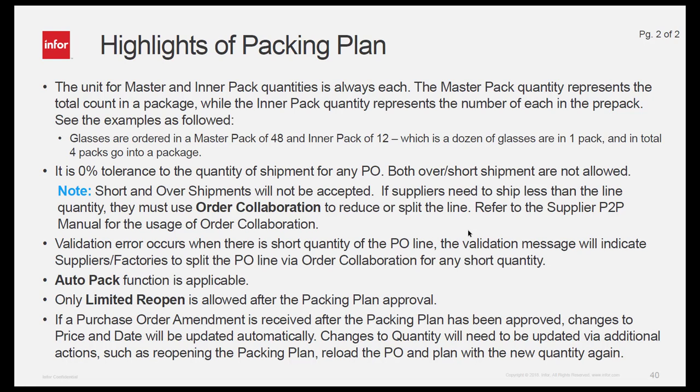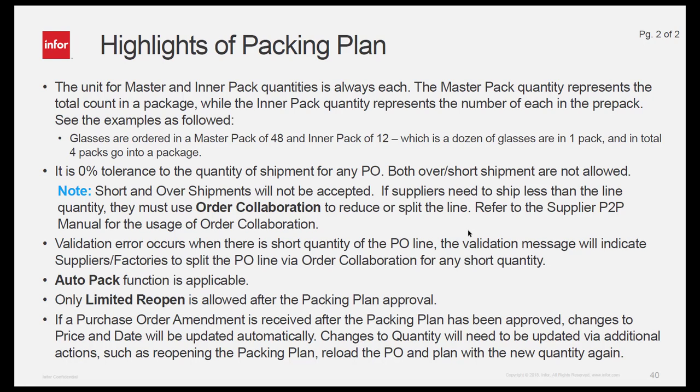For the units on the master and inner pack quantities is always each. You will see that represented on the total, inner pack, and pre-pack options. See, for example, if glasses are ordered in the master pack of 48 with an inner pack of 12, which means that there is a dozen glasses in one pack, the total packs that are going to go into that box will be 4. So that is your pre-pack.